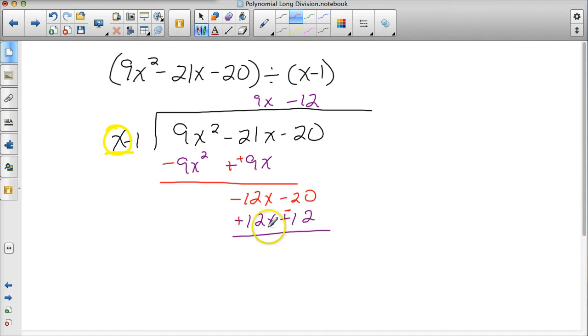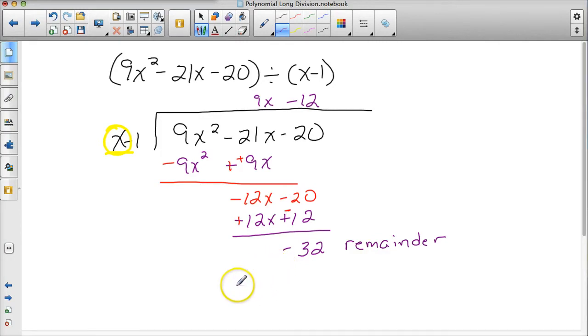We're subtracting. Now we have negative 12x plus 12x. That is 0. And negative 20 plus negative 12, which is negative 32. I don't have any more terms to bring down. So negative 32 is my remainder. What exactly does that mean? It means that x minus 1, our divisor, is not a factor of 9x squared minus 21x minus 20. It also means that 9x minus 12 is not a factor.